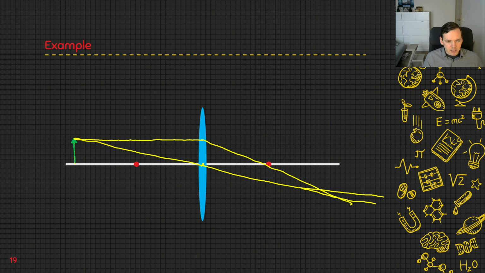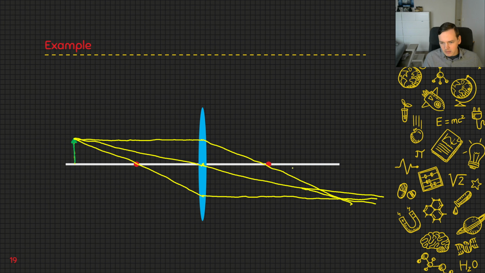And then finally, we'll draw one through the focal point on the same side. When that one hits the lens, it's going to go in a straight line. A straight line parallel to the axis is a little bit easier to draw because I've got grids here.